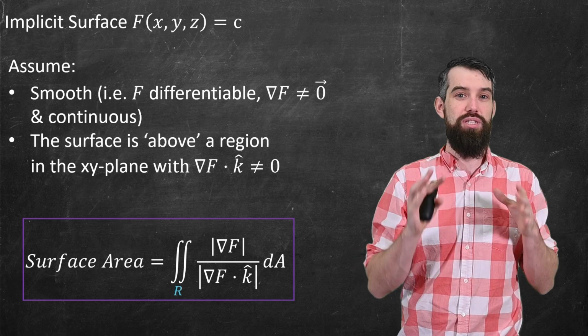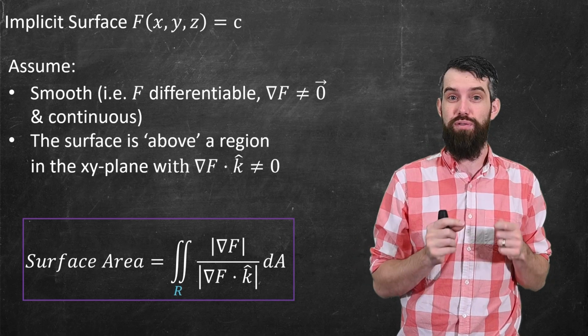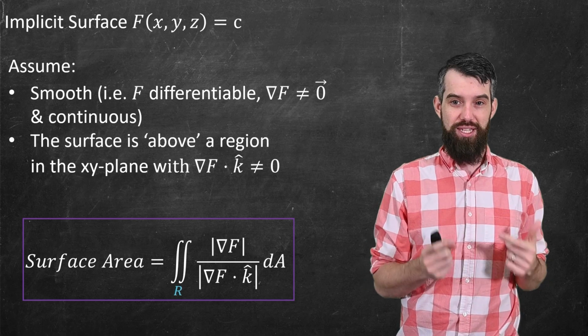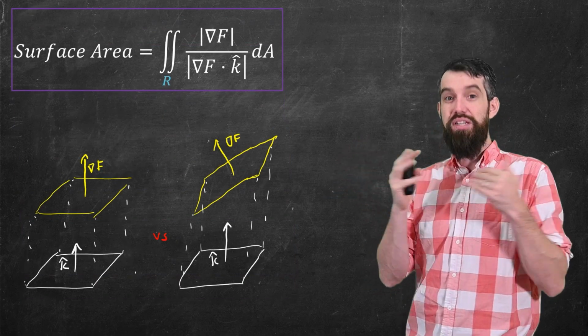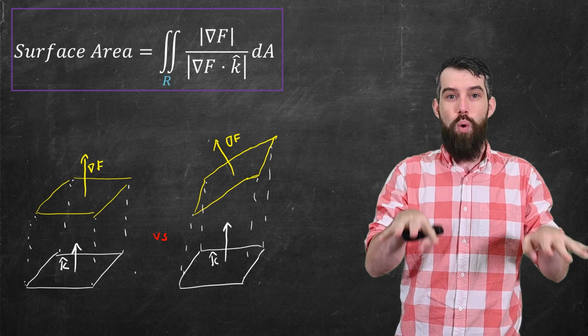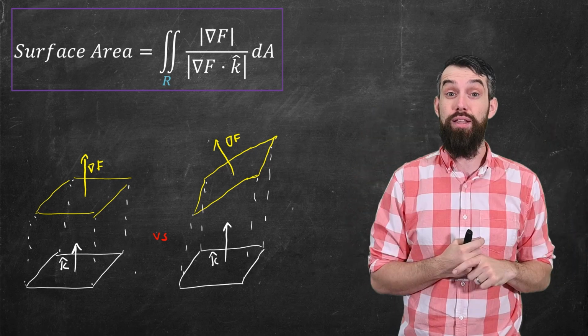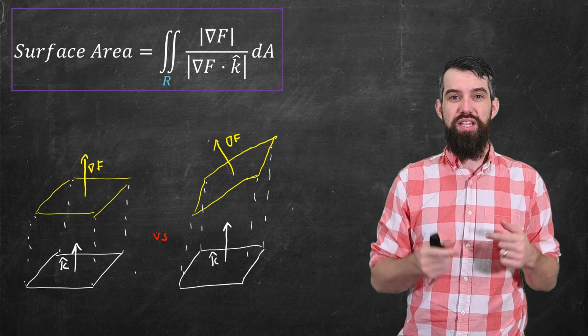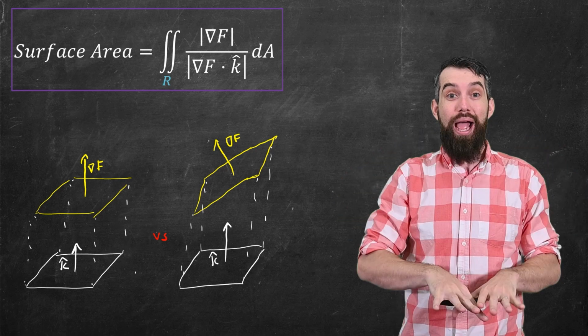That is, I'm going to skip the formal derivation as to why the surface area formula is true, but I do want to motivate it just a little bit. So one thing I want to focus in on is a contrast between two different scenarios. In both scenarios, I have a square down in the xy plane, and then I have a surface that's living above it.